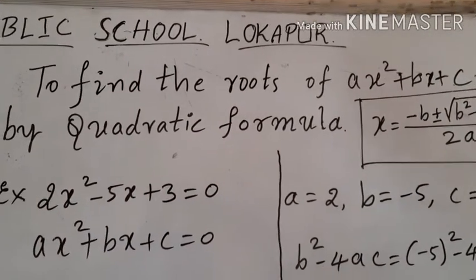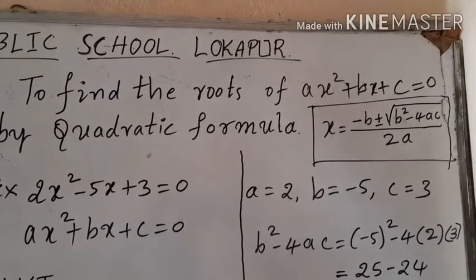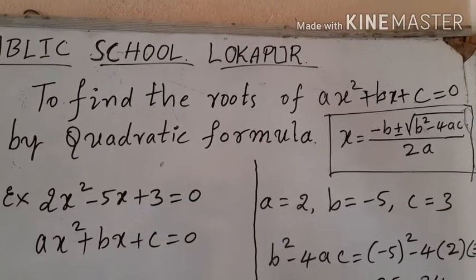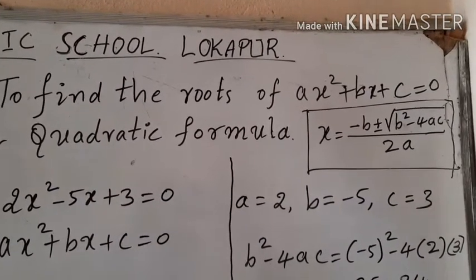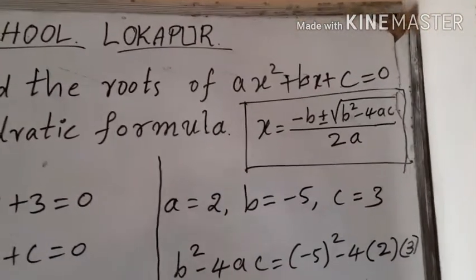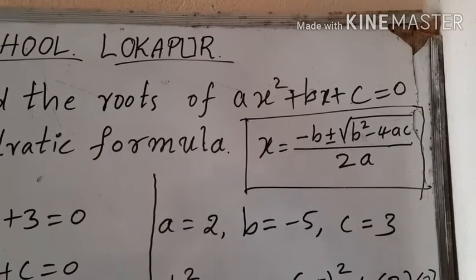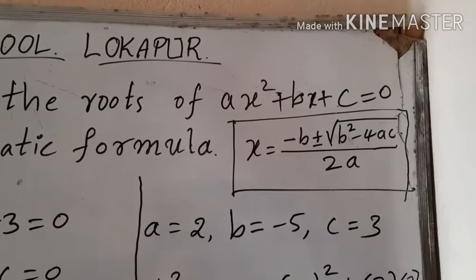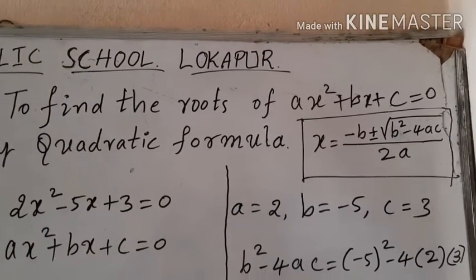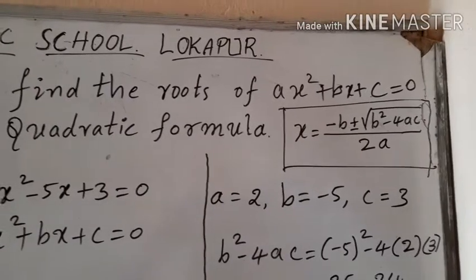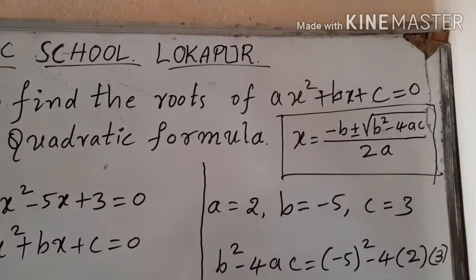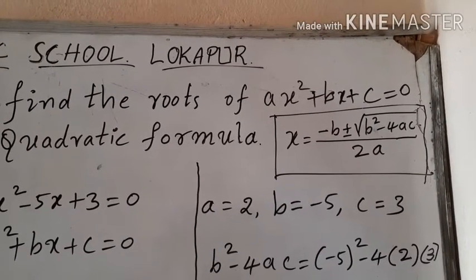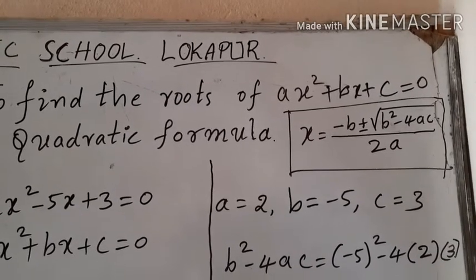See here, to find the roots of ax square plus bx plus c equal to 0 by the quadratic formula. The quadratic formula is x equal to minus b plus or minus square root of b square minus 4ac upon 2a. Here, you know what the root of an equation is? It is that value of x which makes the LHS equal to RHS. But how to find that value of x or variable? By using the quadratic formula.